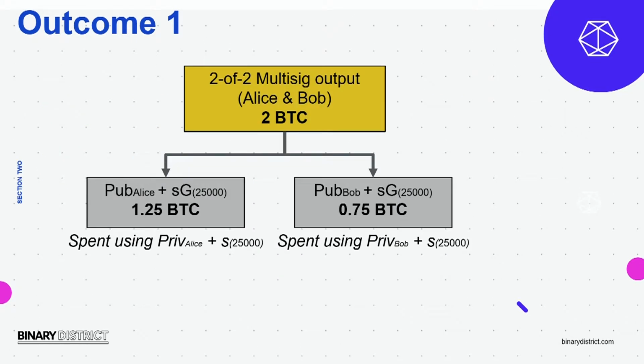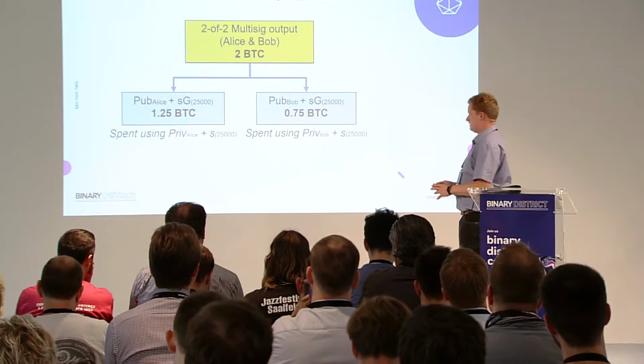So here's how it would work. We have the 2 Bitcoin input, the signature to 25,000, which is the rate. Oh, I have this laser pointer thing, which is the rate of the dollar. So Alice can spend the 1.25 Bitcoin, and she still has $5,000, and she can pay her bills.